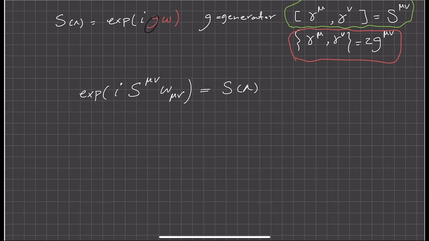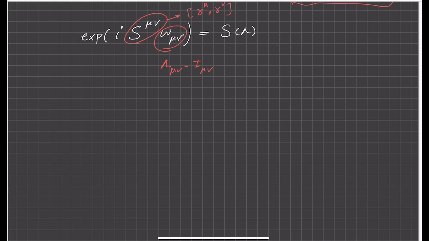So as we said again, this omega mu nu is basically lambda mu nu minus I mu nu, and this S is just simply the anti-commutator of gamma mu gamma nu. So the last thing I want to say for this session is that psi of x is not a 4-vector, because a 4-vector should transform under the Lorentz transformation directly.